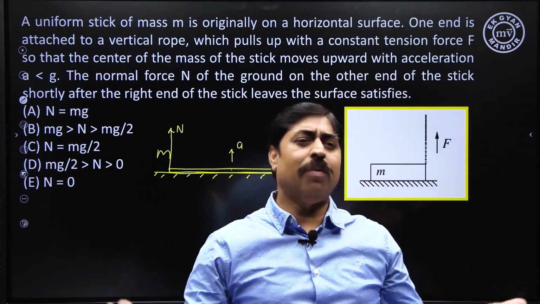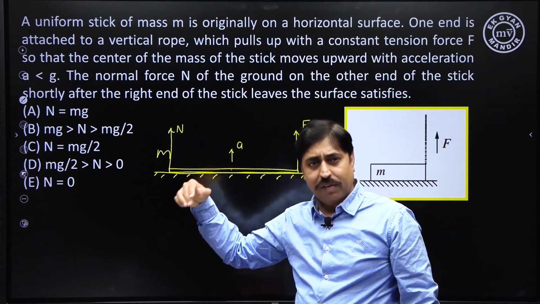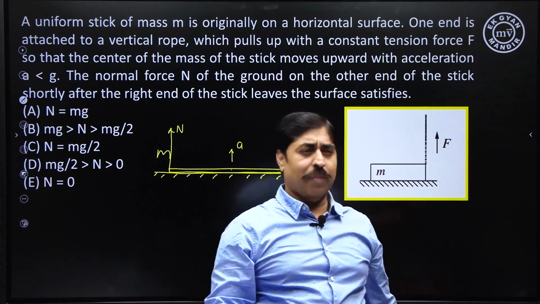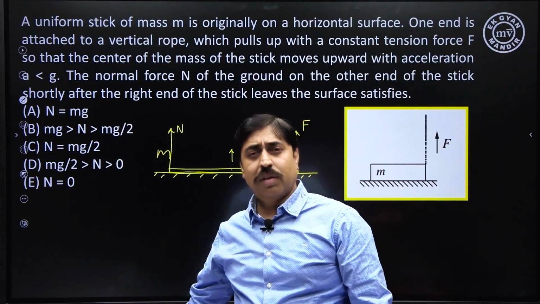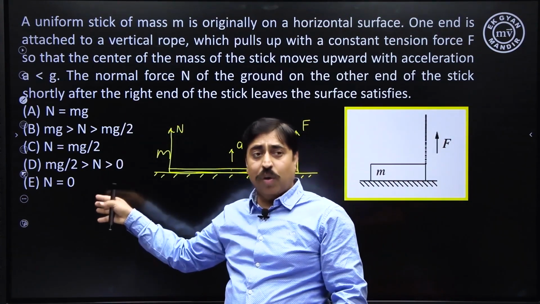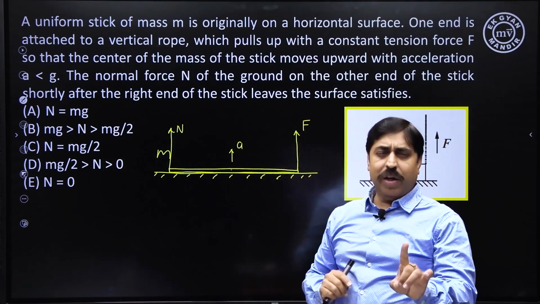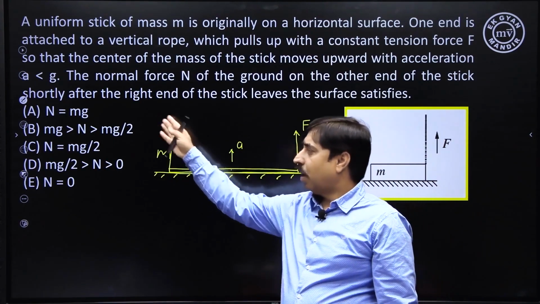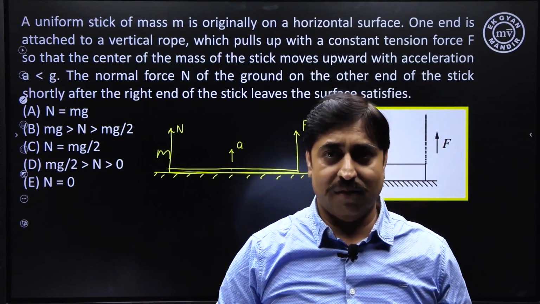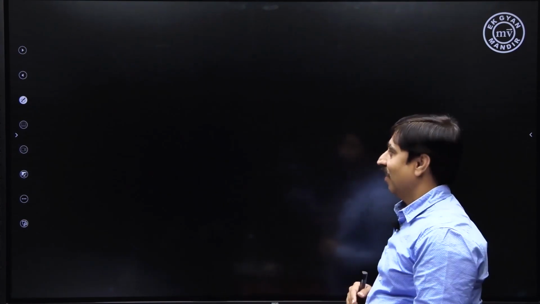Now the question is asking you to guess about the value of the normal reaction force. Will this normal reaction be equal to mg? Will it be greater than mg, less than mg, or will it be somewhere between mg by 2 and mg, or will it be exactly equal to mg by 2, and so on. So these are the options, and you have to tell what will be the value of the normal reaction. That means what is true for the normal reaction among these four options immediately after this force is applied. Immediately after the force is applied, where do you see the value of the normal reaction to be? That is the question. Students, give it a genuine try. Pause the video. I am starting my solution.